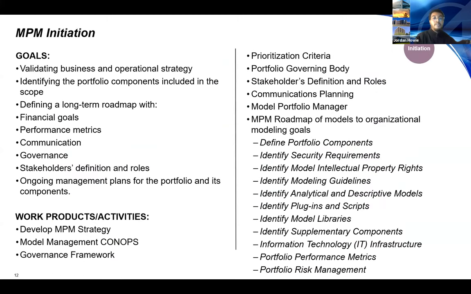The first phase of MPM is MPM initiation. This can be looked at as the lower level of governance over the management of the portfolio, establishing a framework for MPM to be planned and executed. You can see here activities include developing MPM strategy, ConOps, criteria, stakeholders and roles, a roadmap where you can define components, requirements, guidelines, metrics, plugins and libraries and things of that nature. Next slide, please.